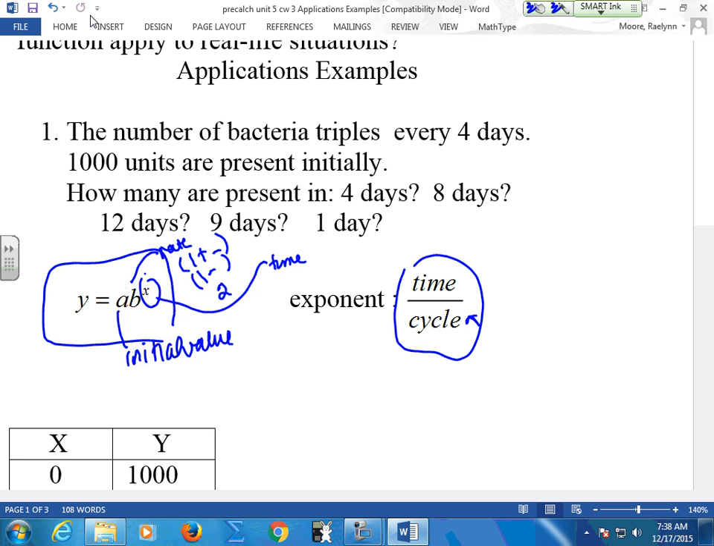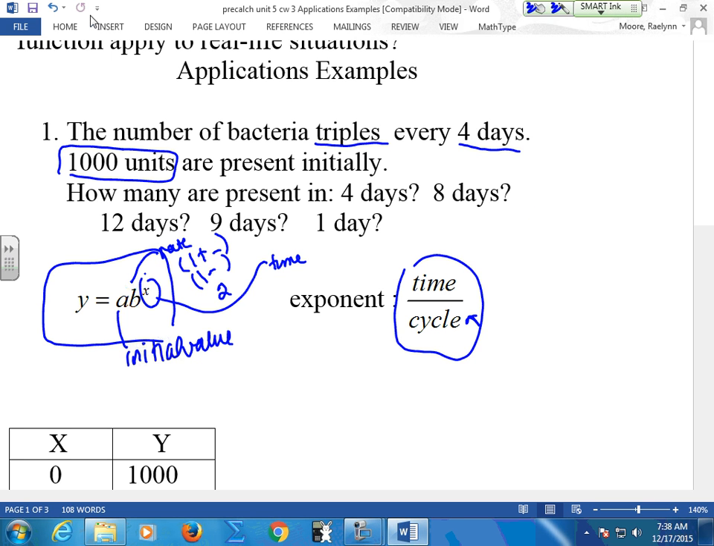So this is kind of like your basic format for your growth and decay. They all work off of this guy, y equals a b to the x. If you remember that, we should be good. Now, this guy says the number of bacteria triples every 4 days. Initially, there are 1,000 units present of bacteria. How many are present in 4 days, in 8 days, in 12 days, in 1 day?